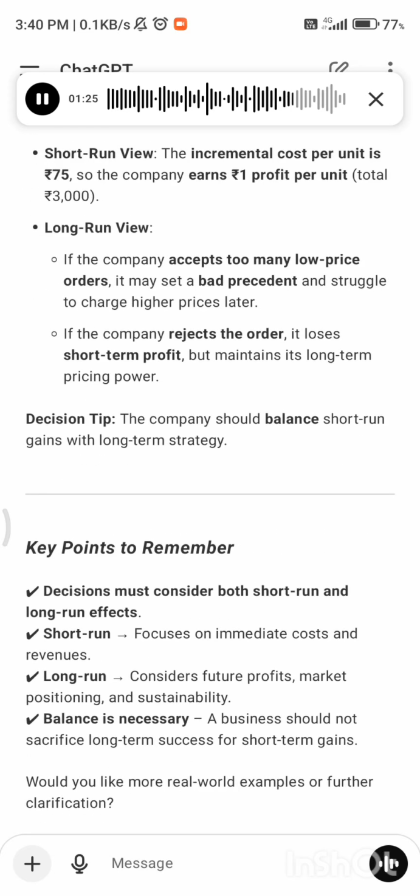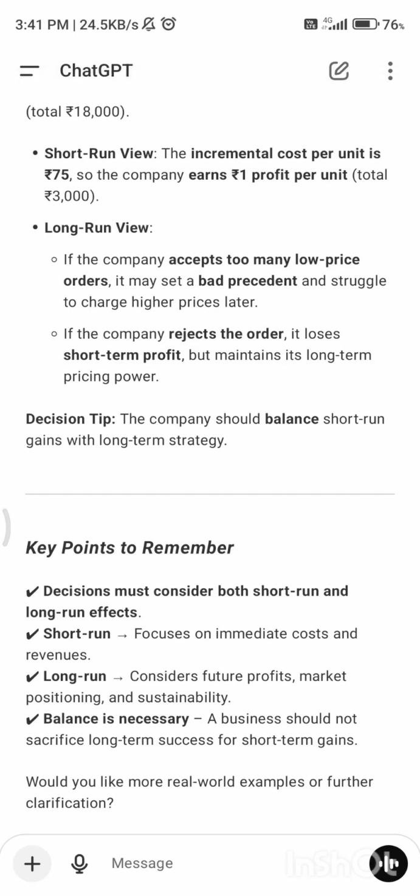Key points to remember. Decisions must consider both short-run and long-run effects. Short-run focuses on immediate costs and revenues. Long-run considers future profits, market positioning, and sustainability. Balance is necessary. A business should not sacrifice long-term success for short-term gains. Would you like more real-world examples?